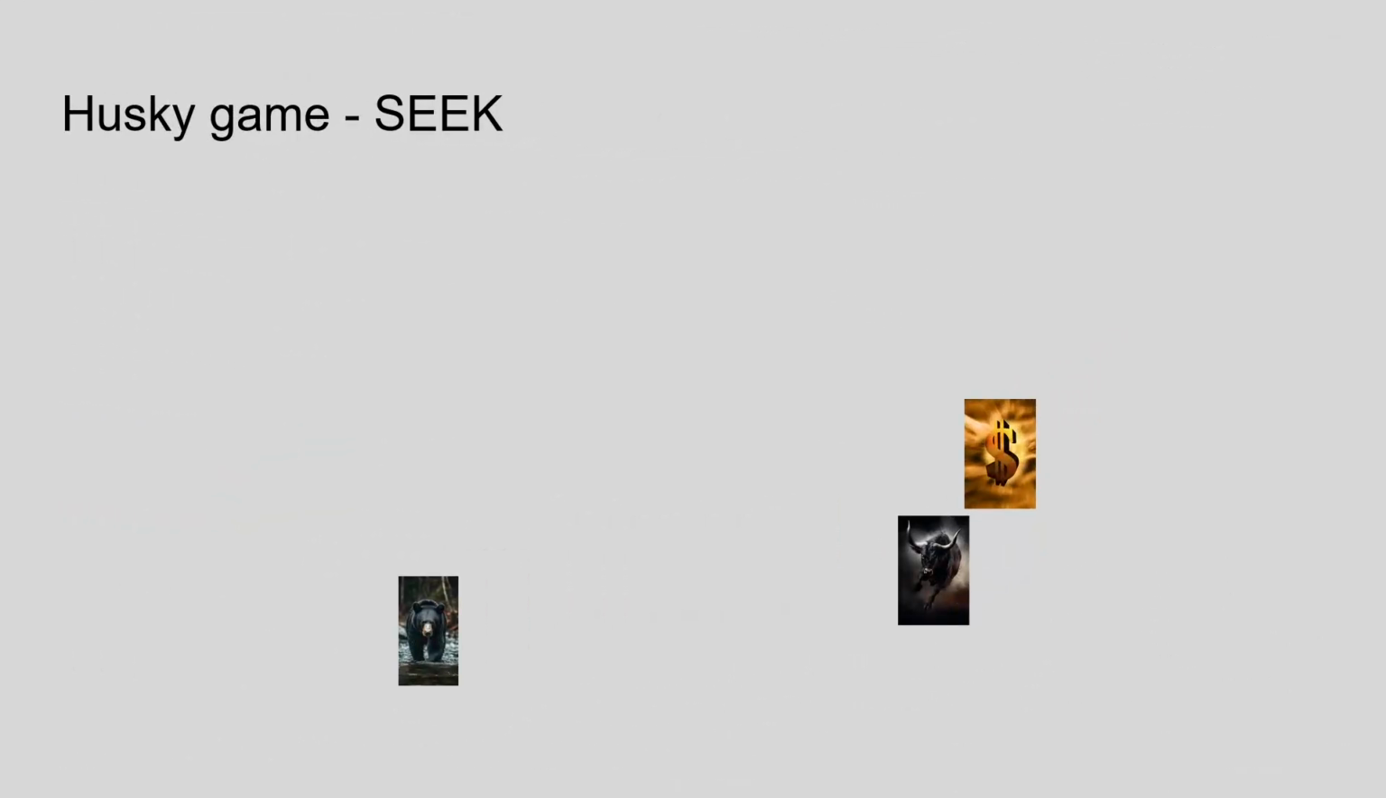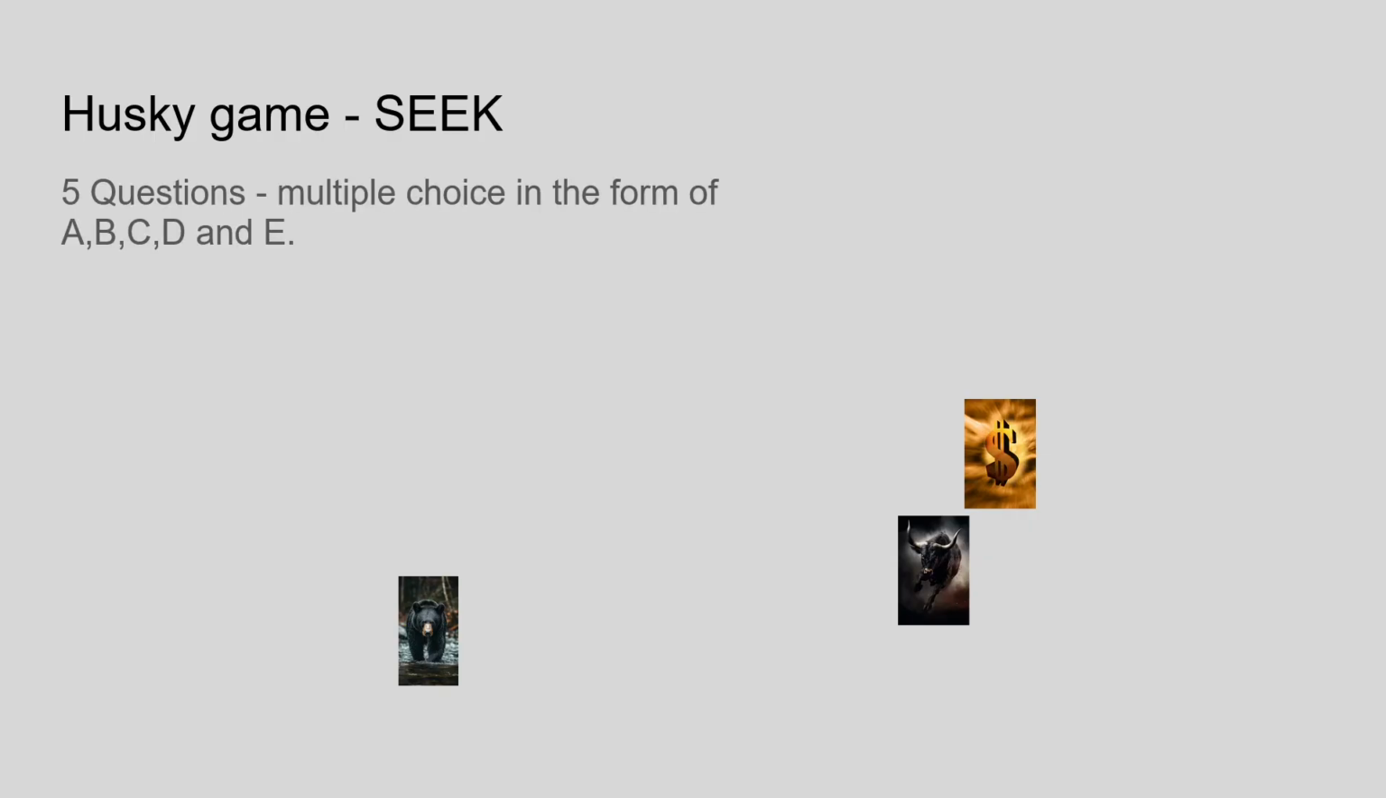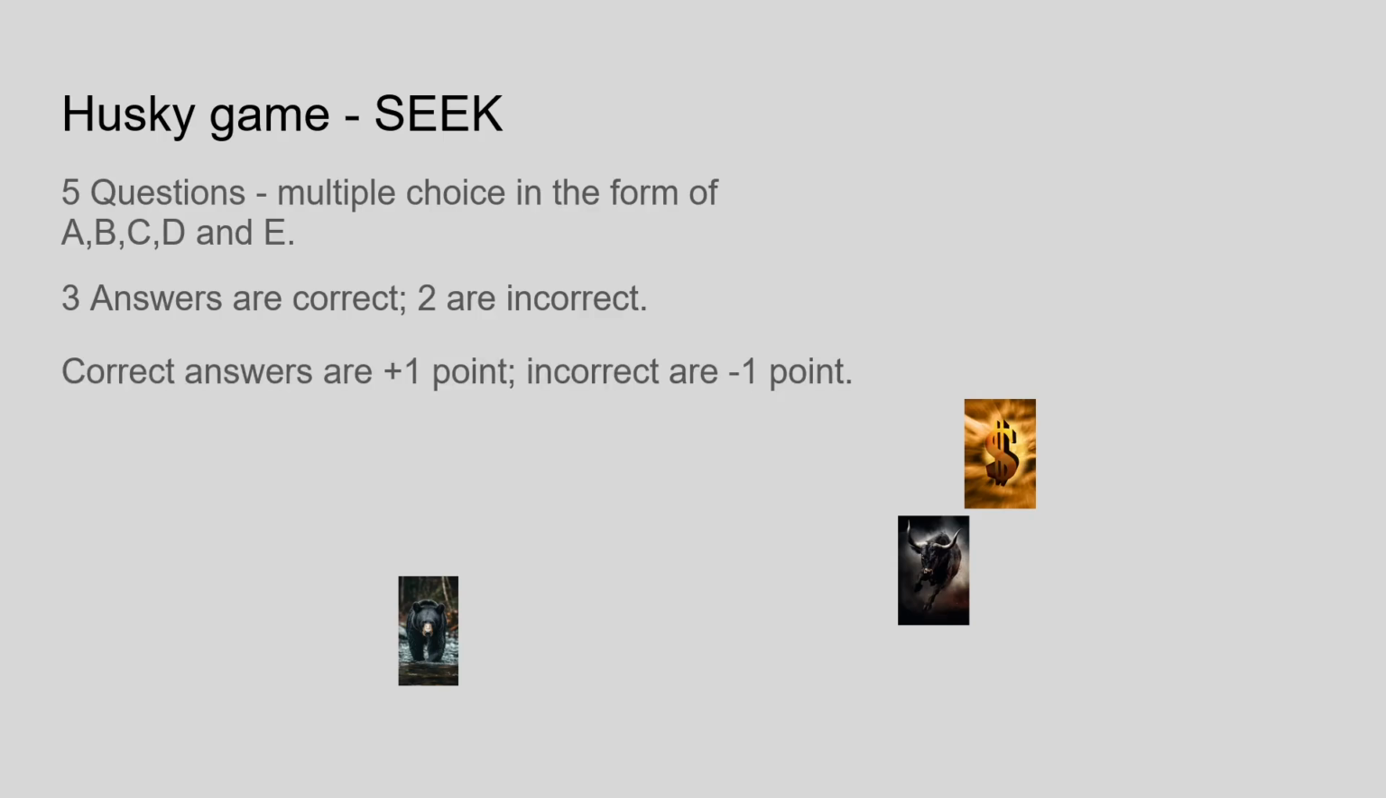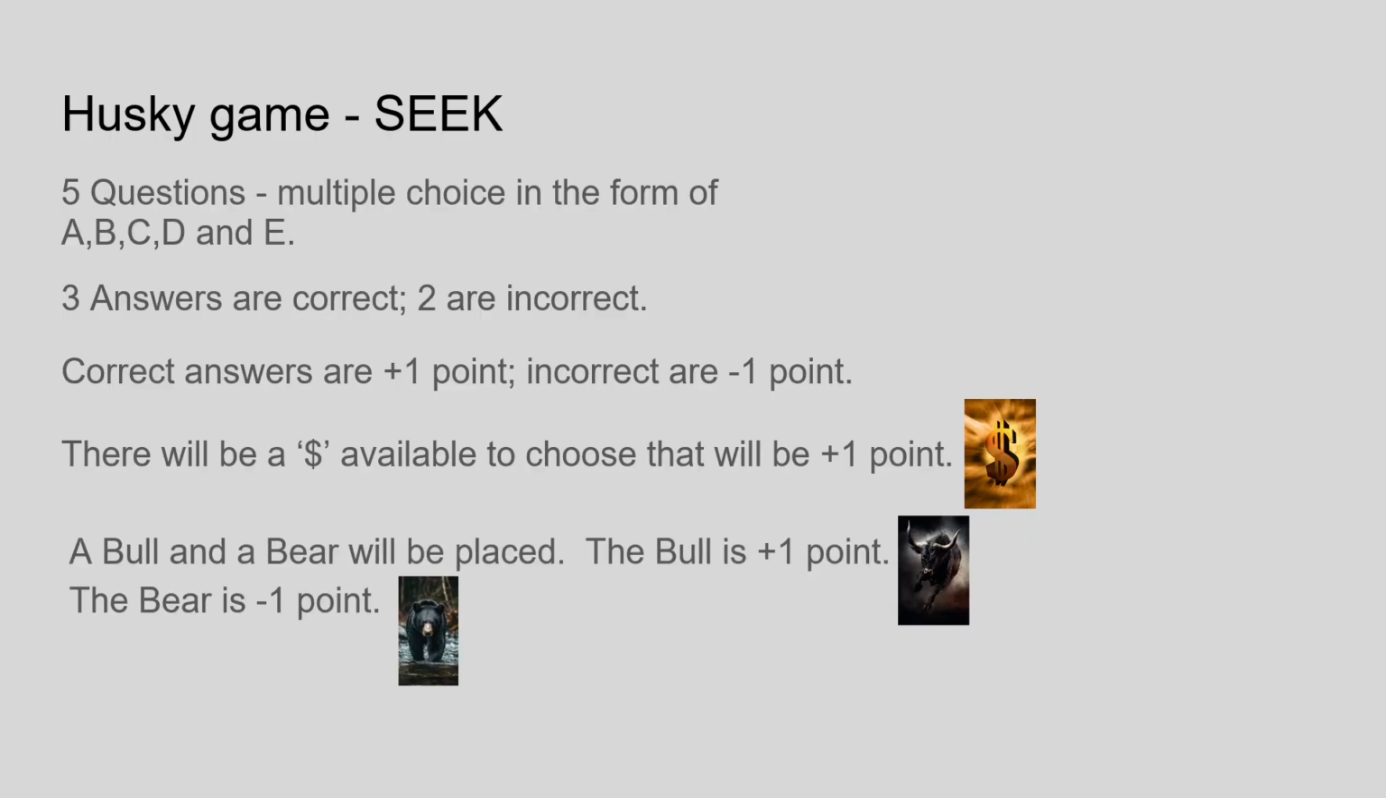All right, now we'll move on to the Husky game, and this game will be Seek. It'll be 5 questions, multiple choice in the form of A, B, C, D, and E. 3 answers will be correct, 2 are incorrect. Correct answers are plus 1 point, incorrect are minus 1 point. There'll be a dollar sign available to choose if a Husky finds it, and that will be plus 1 point.